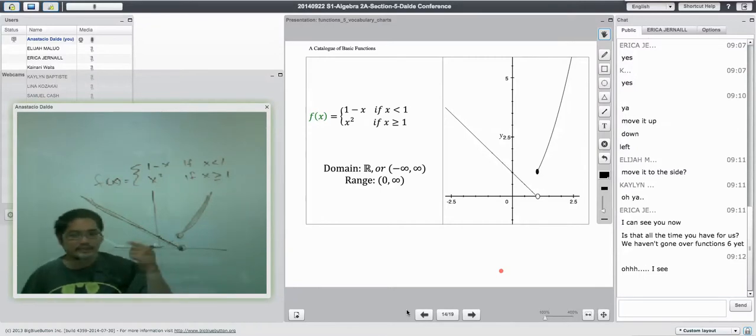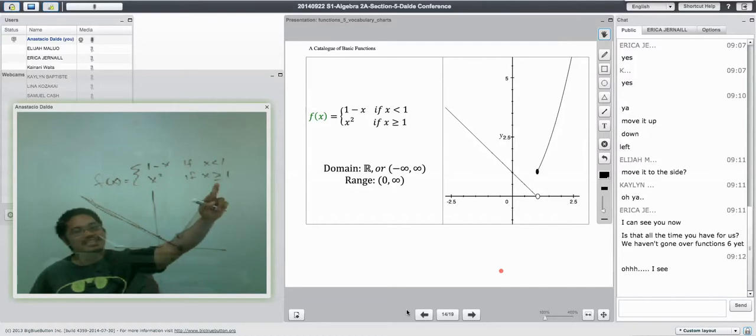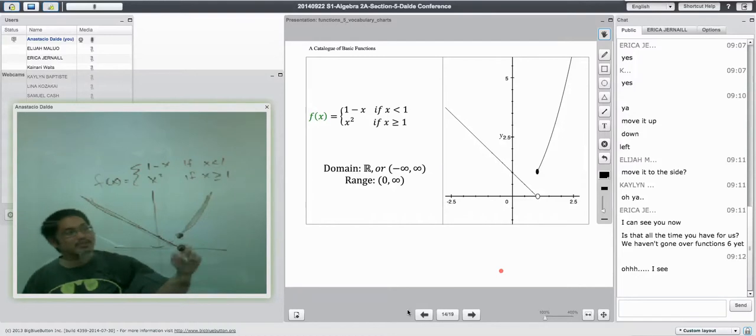Which one do I make solid and which one do I leave open? Well, you look over here, and this says, yes, at x specifically equal to 1, you still use this graph. So I'm going to put a solid dot over here. But over here, this is only valid for when x is less than 1, but not exactly equal to 1, so I'm going to put an open dot right there.